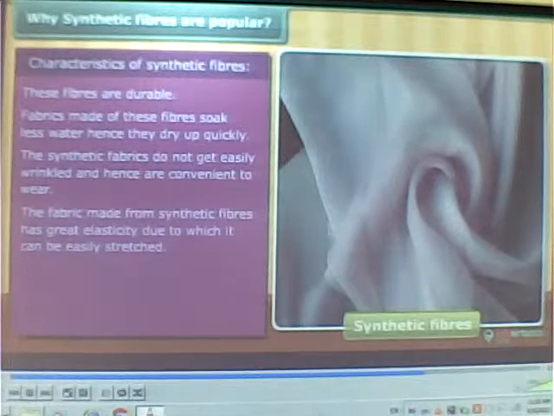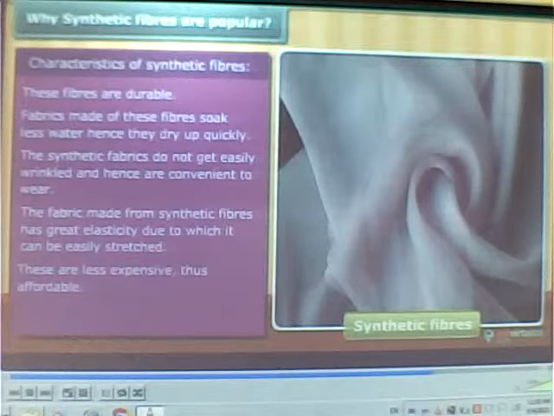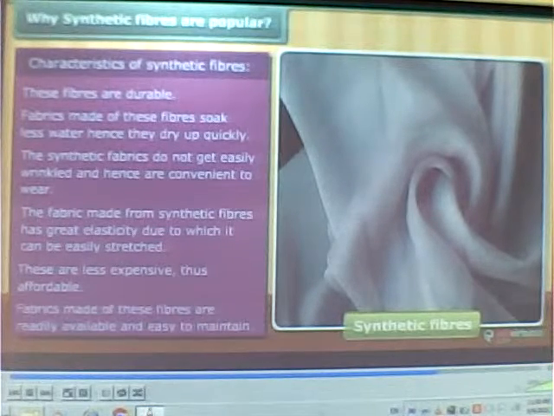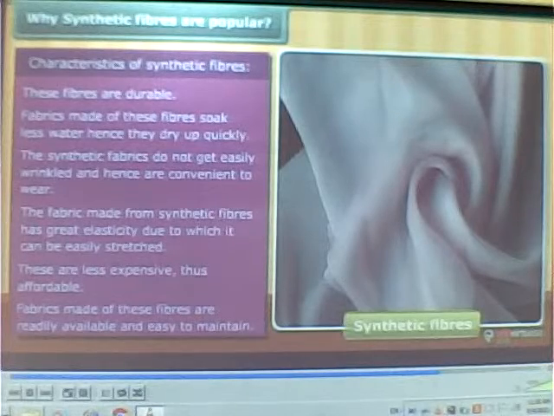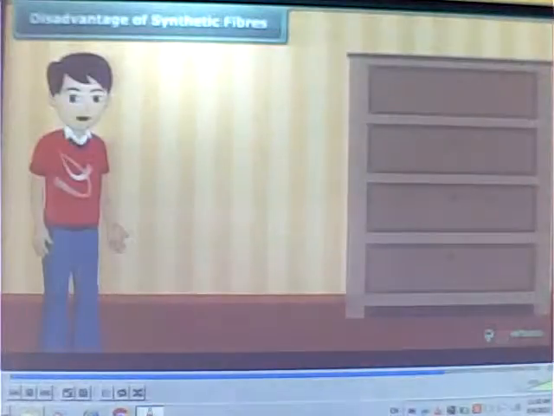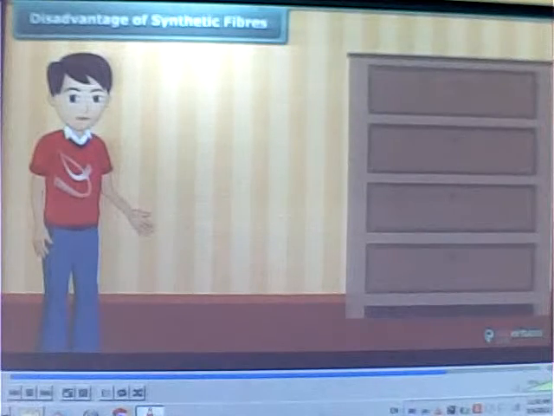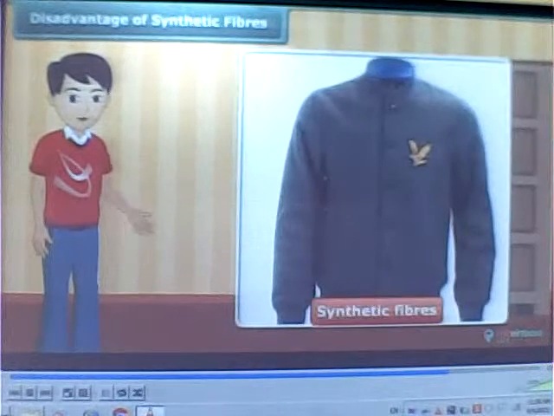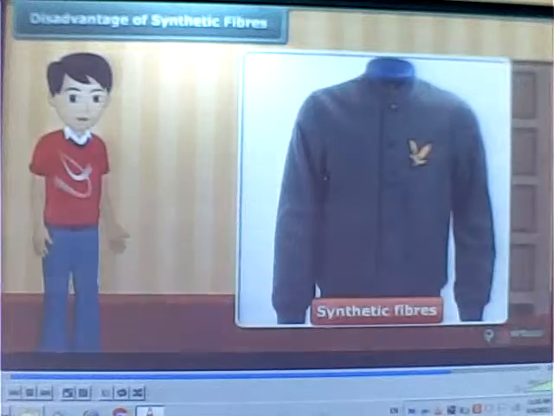The fabric made from synthetic fibers has great elasticity due to which it can be easily stretched. These are less expensive, thus affordable. Fabrics made of these fibers are readily available and easy to maintain. Do you know that besides having many advantages, synthetic fibers have few disadvantages too?